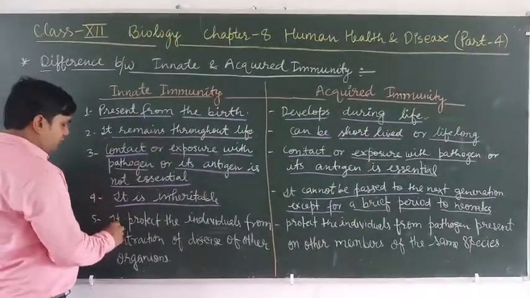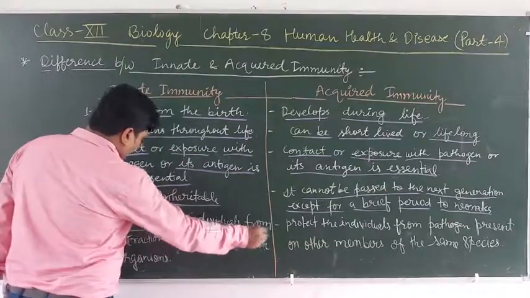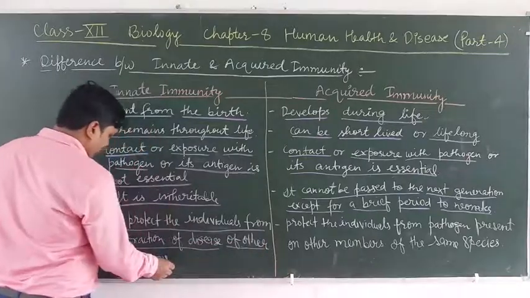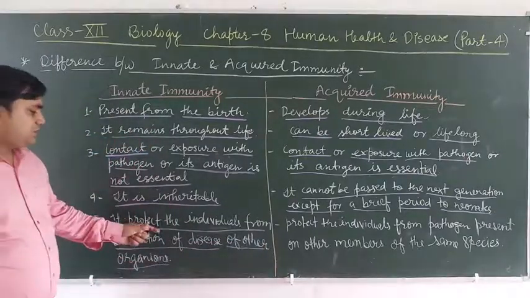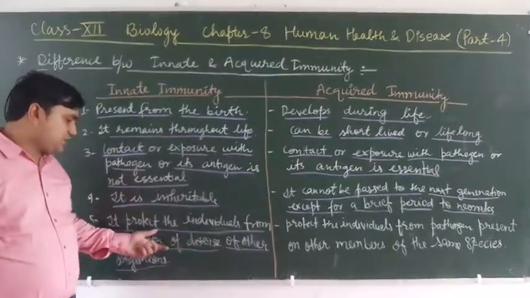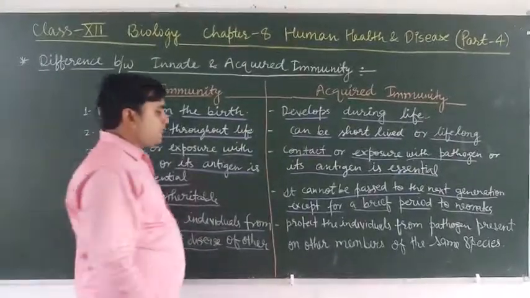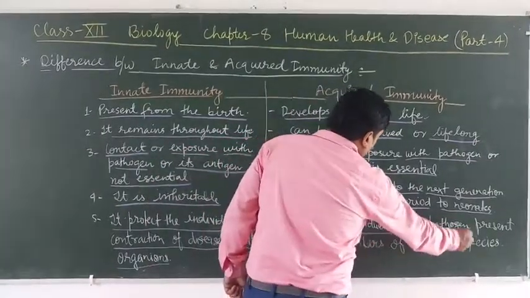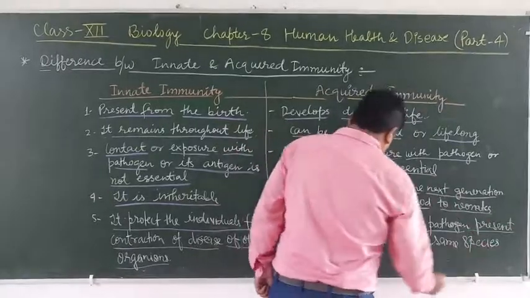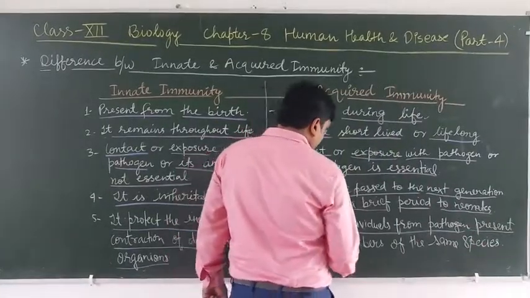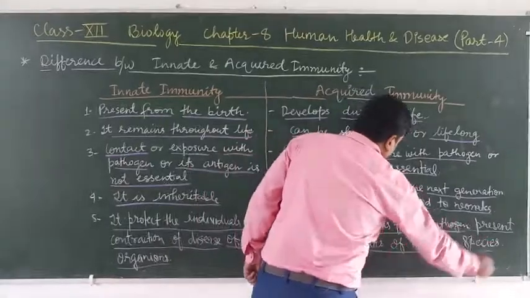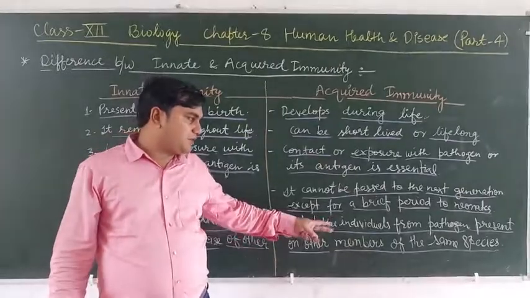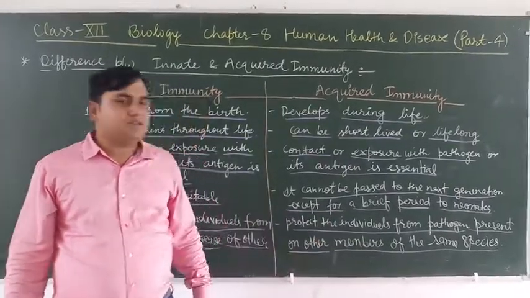And this innate immunity protects the individual from contraction of disease of the other organism. And this acquired immunity protects the individual from pathogen present on other members of the same species.